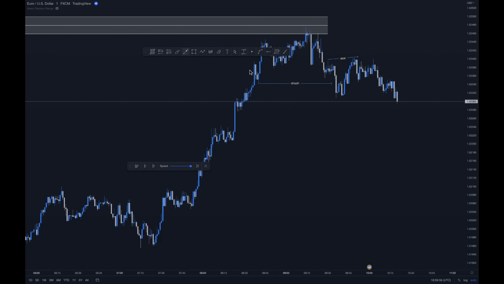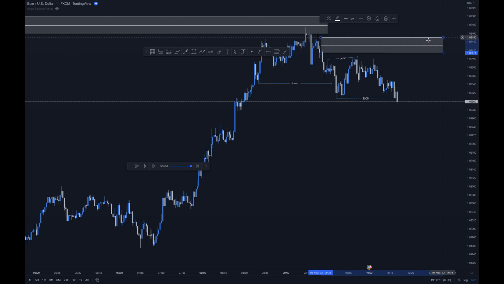That's extra confirmation for me. That's a break of structure showing continuation to the downside for me. So I have my BOS right there. So I'm just going to mark out this nice area here as my entry point, 1 minute entry point.